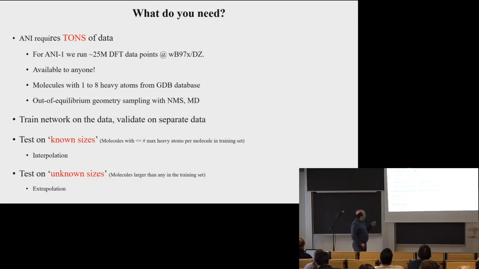However, there are a couple of ways you can test it. The typical way it's done in computer science, you're interested in interpolation, right? So if you train your system on 8 heavy atoms, you test on a different system with the same size. However, as a chemist, this is not very interesting because we're looking into different types of molecules, larger ones. So I argue that for us, testing on unknown sizes, so larger systems, would be more practical for realistic research scenarios.